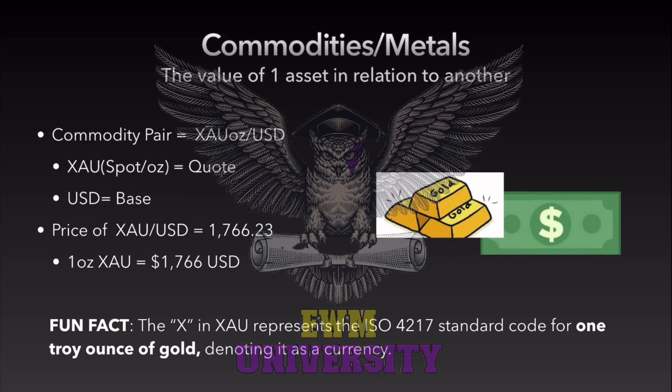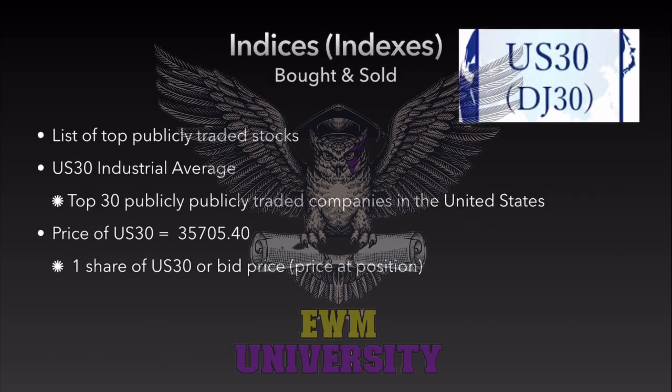So this is the fun fact that I just brought up a short second ago, right? The X in XAU represents the ISO, or International Standardization Organization, 4217 code for 1 troy ounce of gold, which denotes it as a currency, guys. So yes, XAU or spot gold is deemed a currency. It's not deemed an instrument or whatever everybody else thinks the X stands for. The X is literally the ISO 4217 code, denoting it as a currency. So we will treat spot gold like a currency.